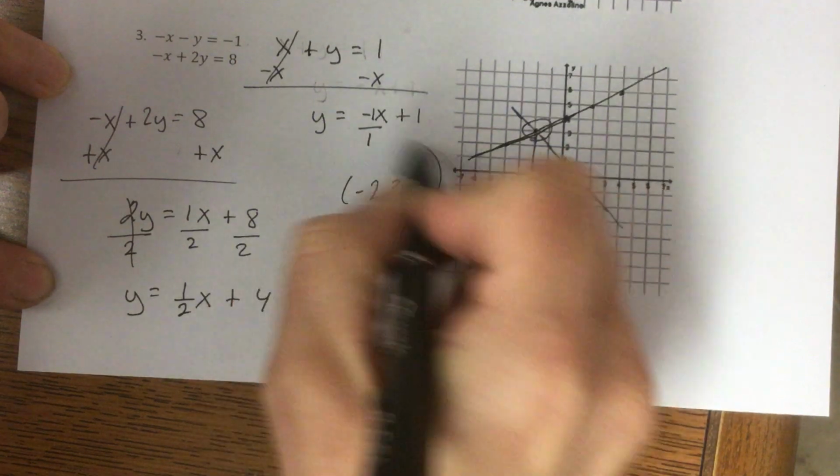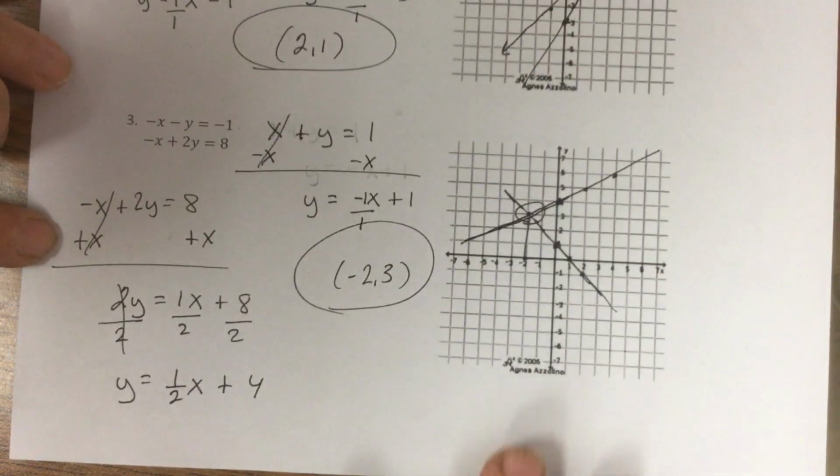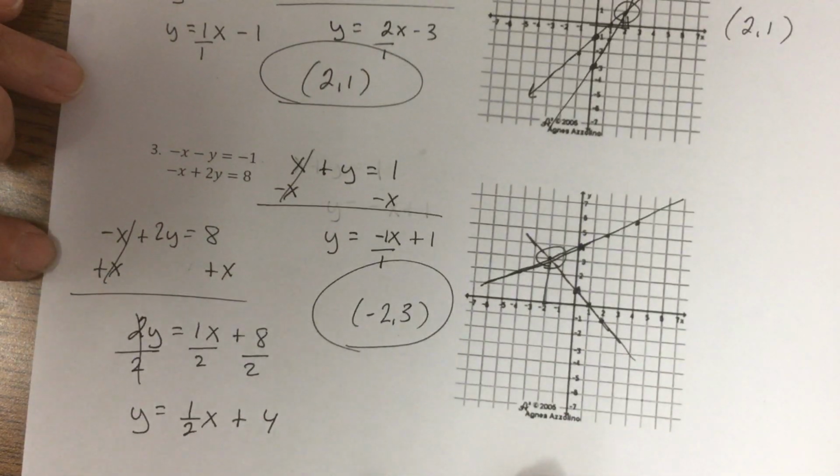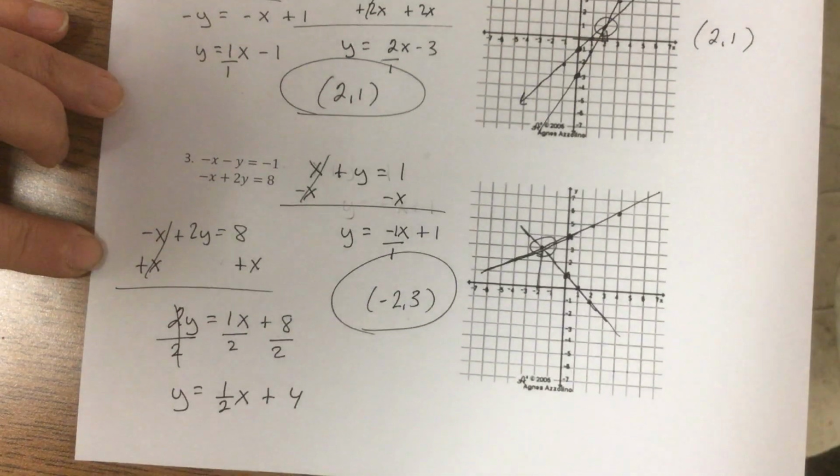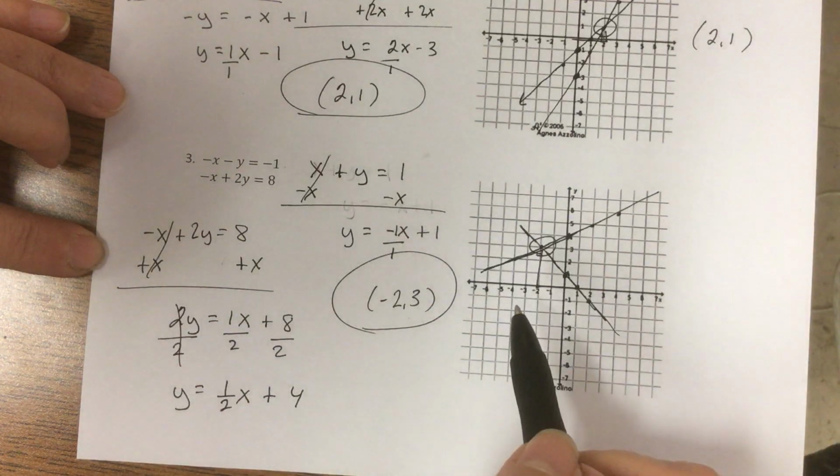Negative 2, positive 3. Okay, so that's how you solve these equations. You rearrange it, get the y by itself, graph the line, and then find where they cross.